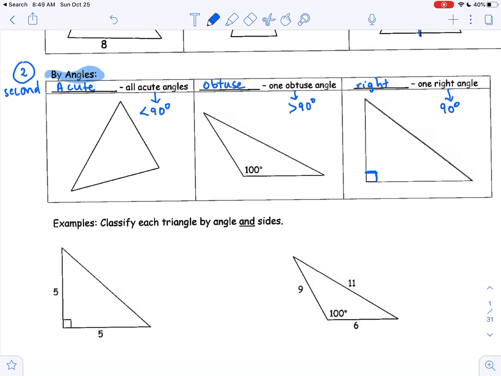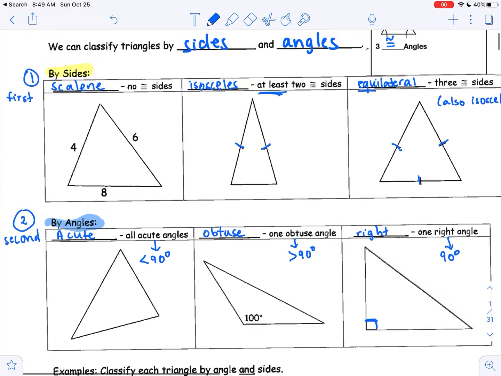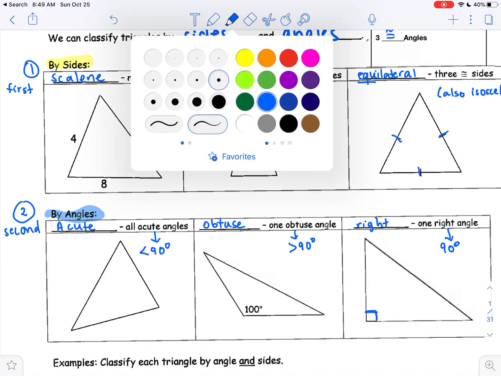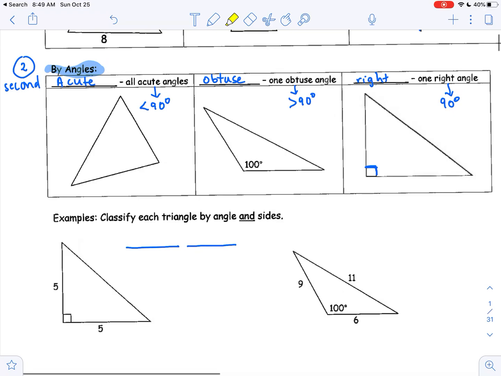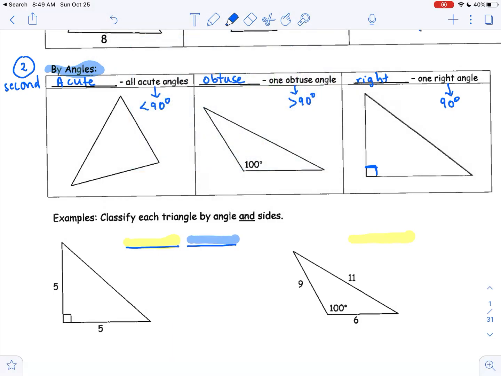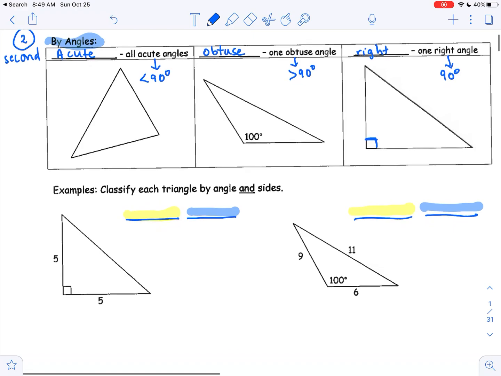Okay, so classify each triangle by angles and sides. So I would describe it as 2 words. Okay, so make sure you have 2 words when they say this. So the first part is going to be by sides, we'll keep the highlighting color. The yellow indicates by sides. So let's highlight this in yellow, and I'll do the same thing on the other side so that we just kind of keep it all organized. This is by angles, which we see here is blue, and I'll underline here.